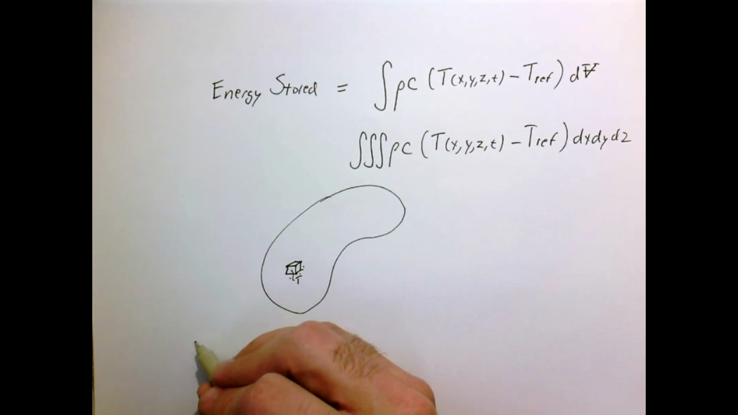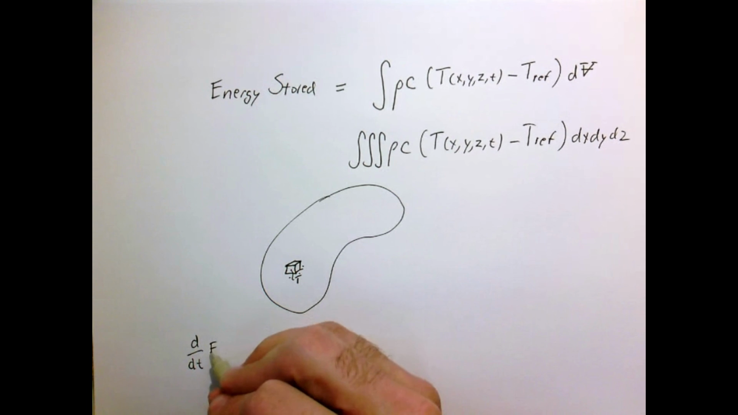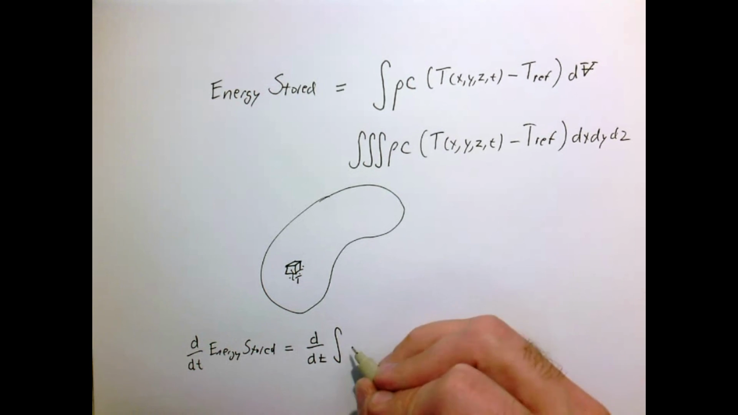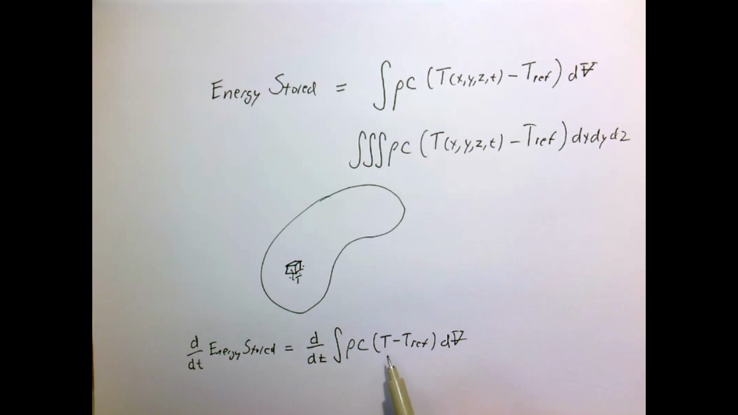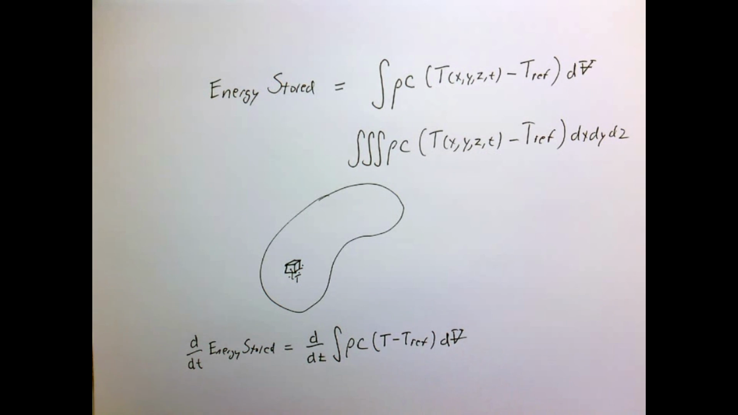So if we go to our equation, we had the time rate of change of the energy stored. Here I'm just going to write T, and I'm going to drop the notation x, y, z and time, where I'm writing out explicitly what it's a function of, just for shorthand. But we have to remember rho and c are constants. Tref is a constant, but T is our function. It varies in space, x, y, and z, and time.